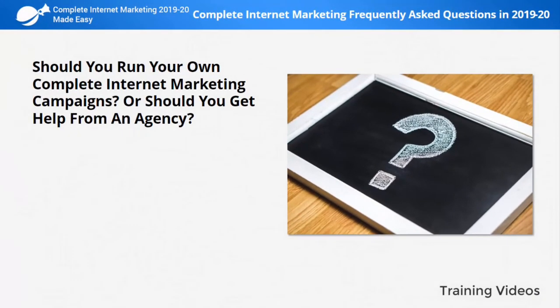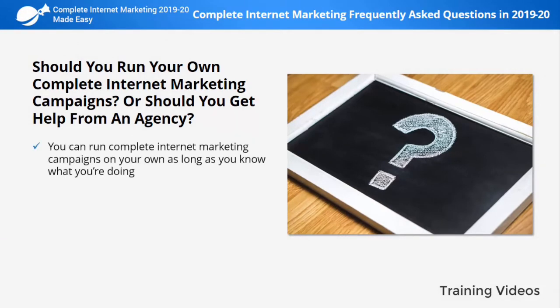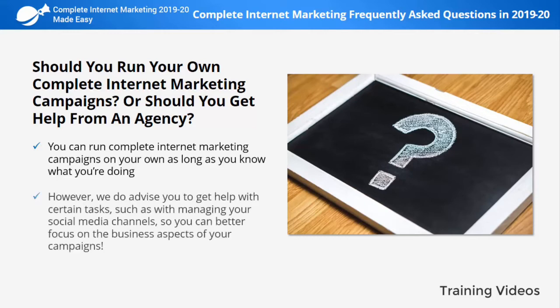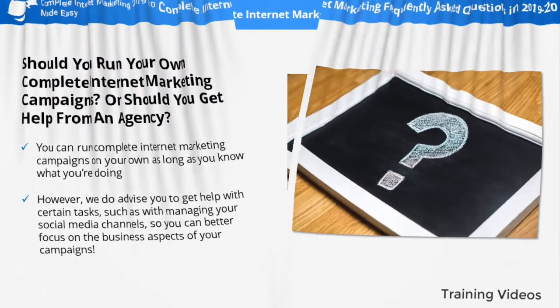Should you run your own Complete Internet Marketing campaigns, or should you get help from an agency? You can run Complete Internet Marketing campaigns on your own as long as you know what you're doing. In this course, we're providing you with a complete internet marketing blueprint that's proven and easy to implement. All you need is to follow the step-by-step lessons to the letter, in the order given, and you'll get results. However, we do advise you to get help with certain tasks, such as with managing your social media channels, so you can better focus on the business aspects of your campaigns.